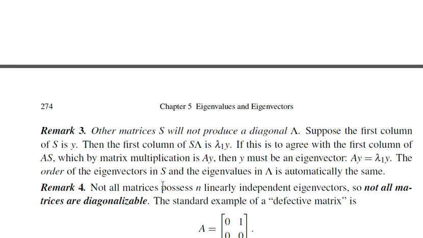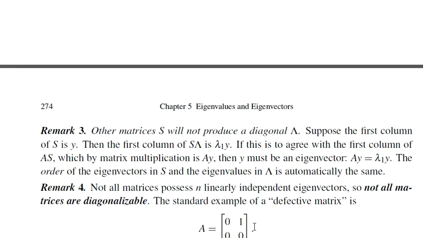Then, not all matrices possess n linearly independent eigenvectors. So not all matrices are diagonalizable. A few of the matrices will not have linearly independent eigenvectors, so they cannot be diagonalized.